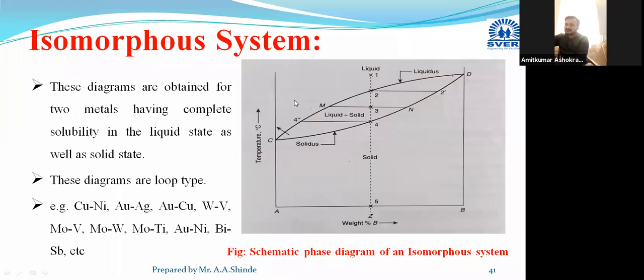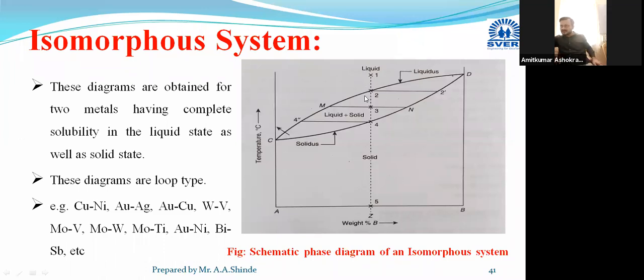Wherever you consider, I have considered here Z% of B. Its region will be 1 to 2, in liquid state. In 2 to 4, it will be in liquid plus solid state, and below this 4, it will be in solid state. You consider any region, the explanation or curve will be the same, the microstructural changes will be the same.